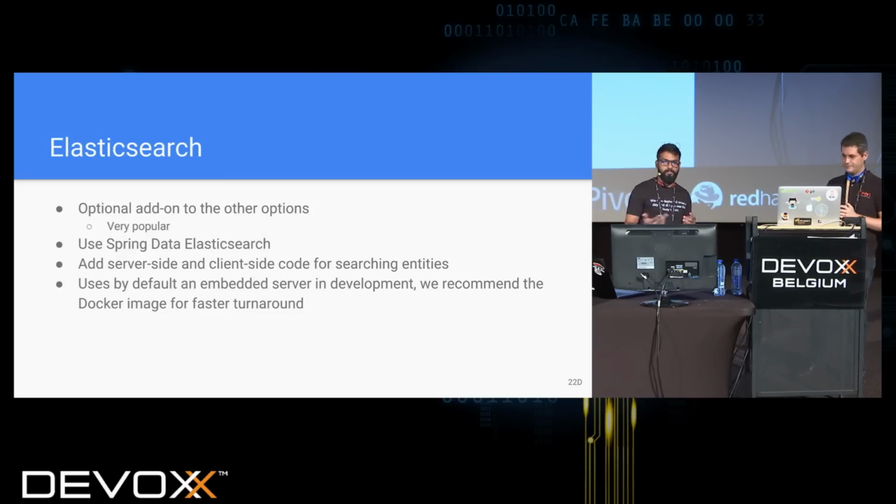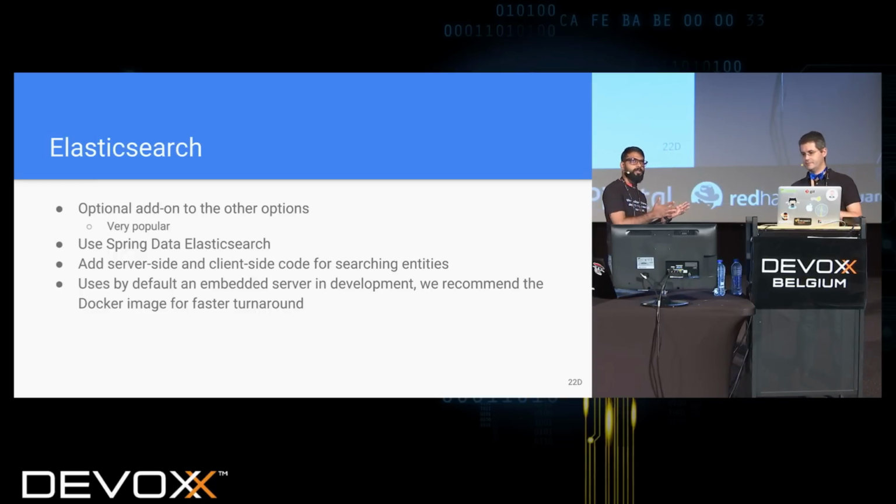Elasticsearch. Okay, so we have support for Elasticsearch as well. It's an optional item which you can select during generation. It's a very popular option for indexing and searching your entities. We use Spring Data Elasticsearch as a wrapper on top. So server-side and client-side code for searching entities is added by default. You can improvise on top to add your own custom querying logic or whatever business stuff you want. But the basic search functionality is generated end-to-end.